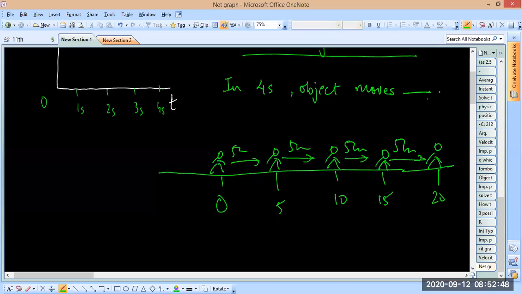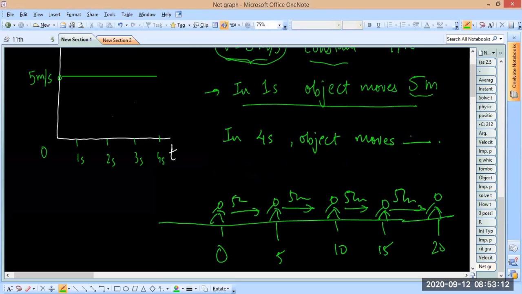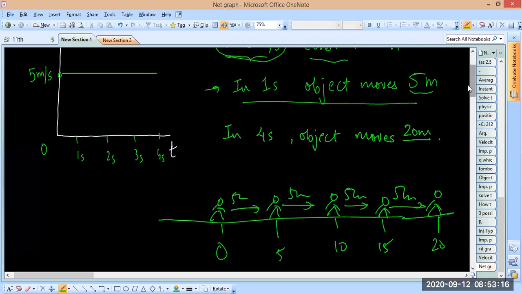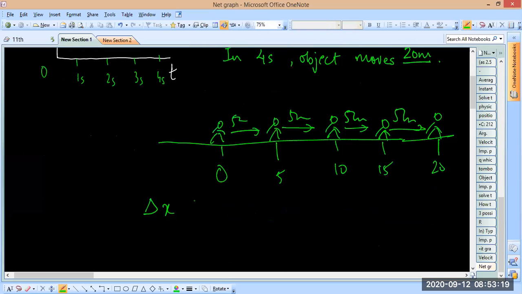Come on. Then why did some of you say 5 meter, some of you said 15 meter, some of you said something else? Come on, people. This is very simple, isn't it? So in 4 seconds, object moves 20 meters. So that means displacement is 20 meters, correct?